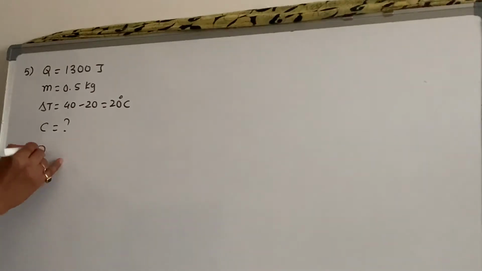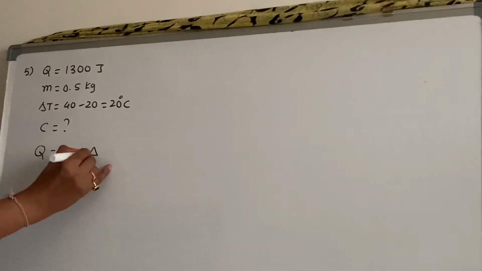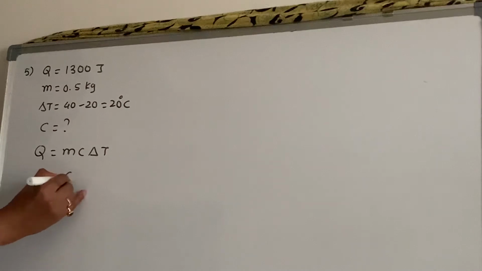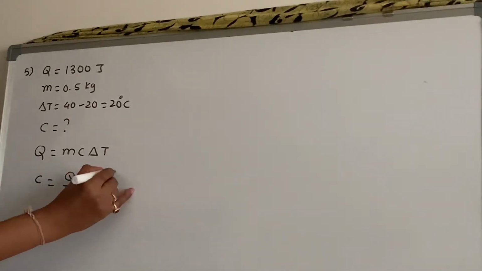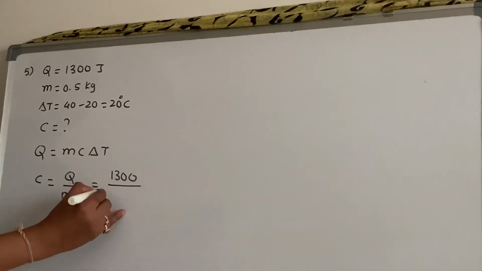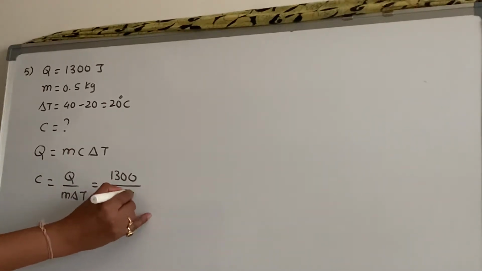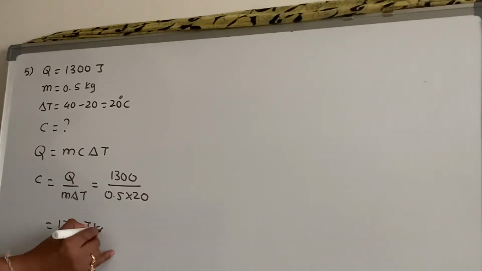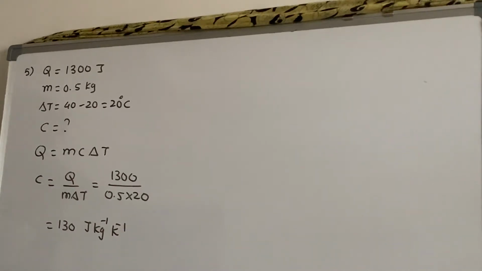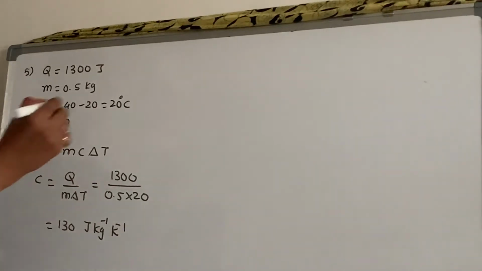So Q is equal to MC delta T. Your C is equal to Q upon M delta T. Q value is given as 1300, M is 0.5, delta T will be 20. This comes out to be 130 joule per kilogram per Kelvin. It is joule per kilogram per Kelvin. Right? Check the sixth one.